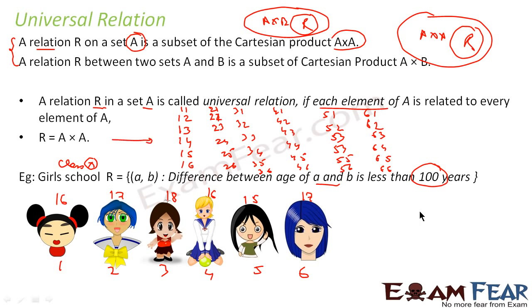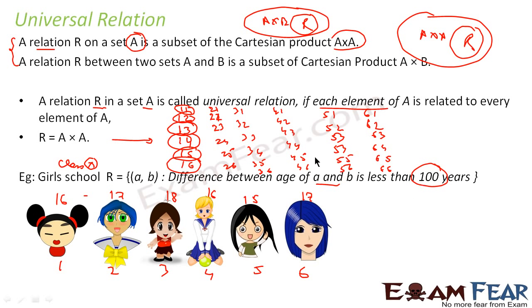And if you see, all these values will satisfy this condition. Age of 1 and 1, difference is less than 100 years. Why? Because the difference is 0. 1 and 2, difference is 1 year, so this is fine. 1 and 3, difference 16 minus 18, 2 years. 1 and 4, again 0 years. 1 and 5, 15 and 16, 1 year. 16, 17, 1 year. So if we count all these values, all satisfy this relation.